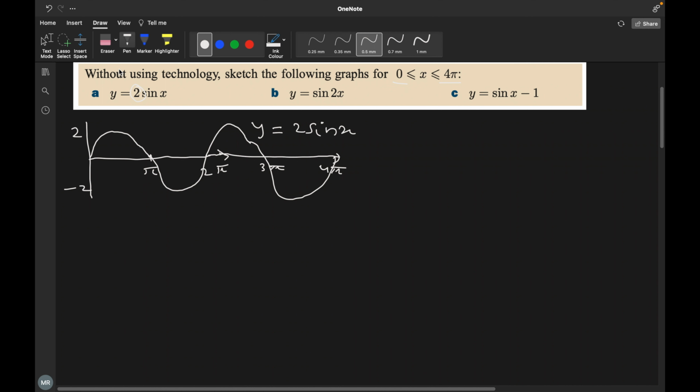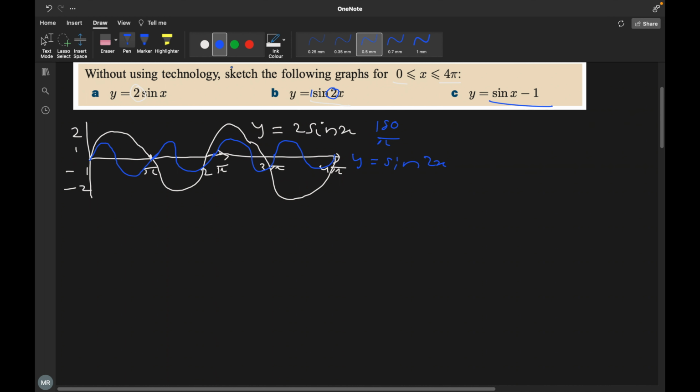Now let's solve the second one on the same axis. The amplitude for the second question would remain the same, which is 1, the usual of sin x, for sin 2x. But the period would be 180 degrees, or pi. That's because x is multiplied by a factor of 2. So this is how it would look like. This is y = sin 2x.